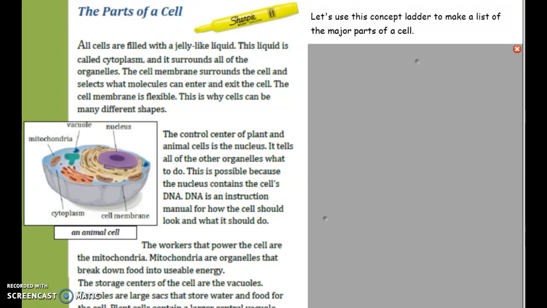Okay, so now we have a little bit left to do. We have page 6, 7, and 8. Okay, parts of a cell. Quiz your mom and dad on this kind of stuff, by the way, because maybe they remember learning about some of these things. All cells are filled with a jelly-like liquid.